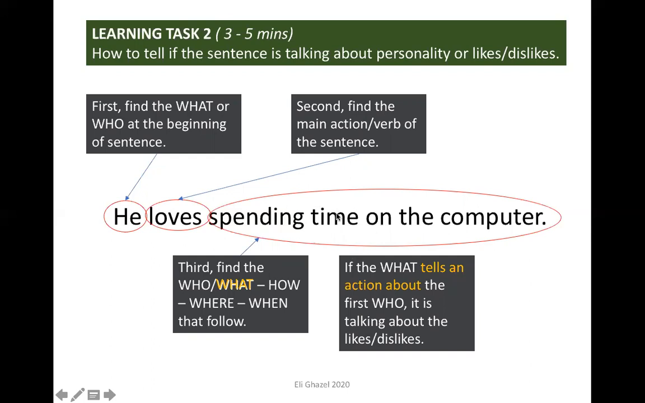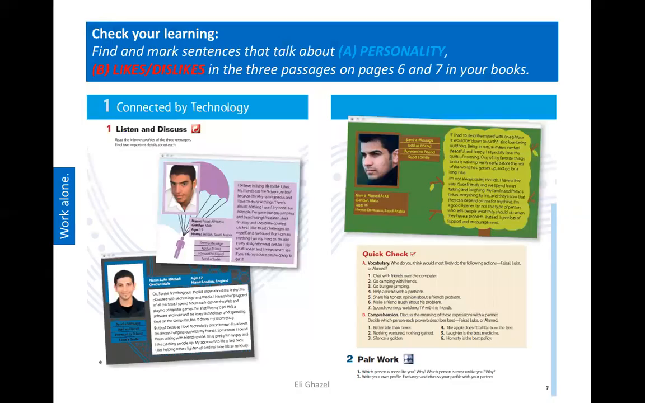So if the what does not describe the he, but tells an action about the he, then it's talking about the likes and dislikes. Now, this is not a generalization for everything. This is for this lesson only. How do we find the dislikes or the personality? If the what here shows an action that he's doing, then it's probably a like or dislike. If the what here describes him or her or whoever is here, then it's a personality. What are we going to do now? We're going to go straight to check your learning.